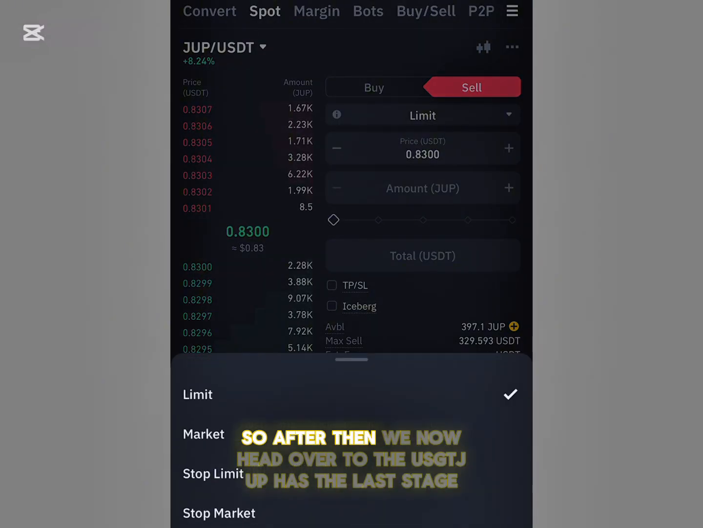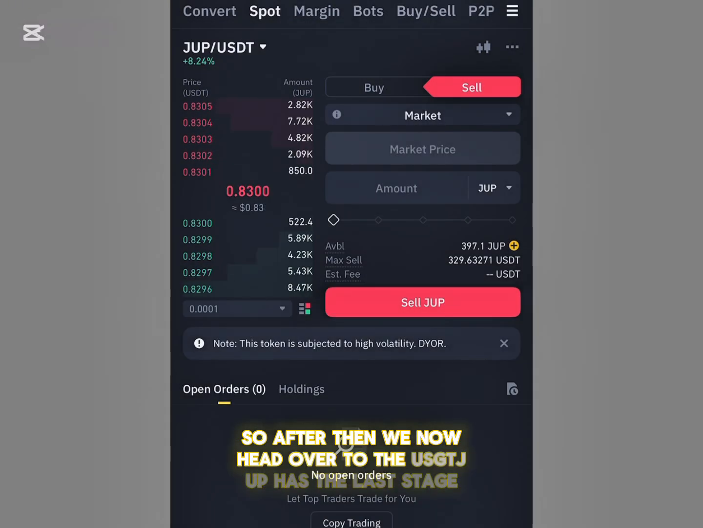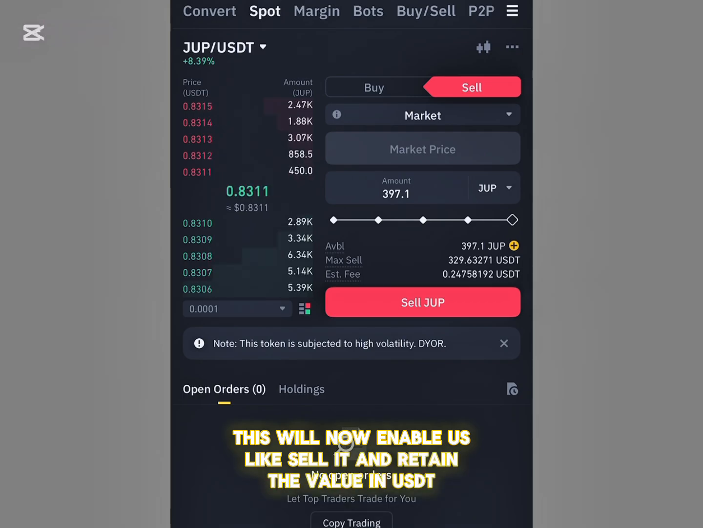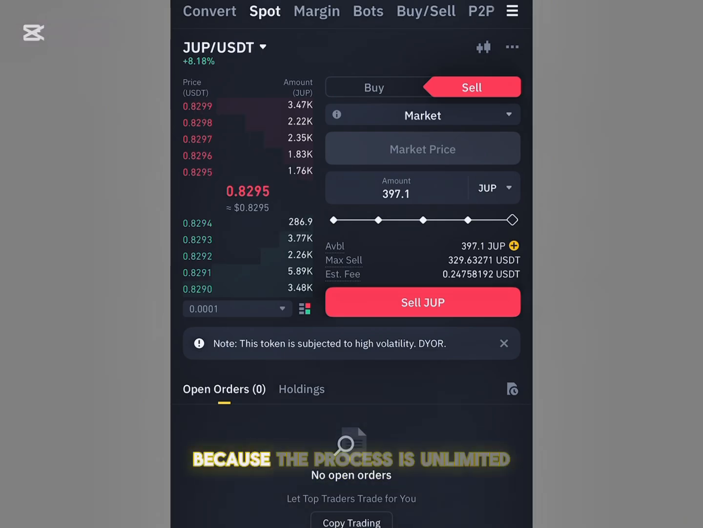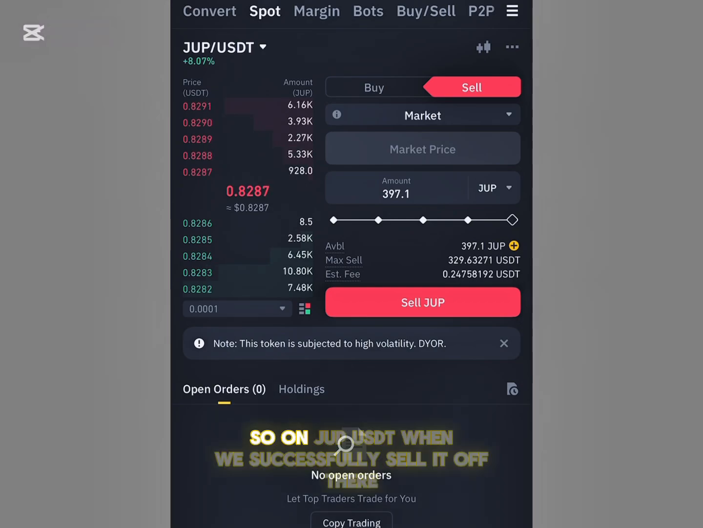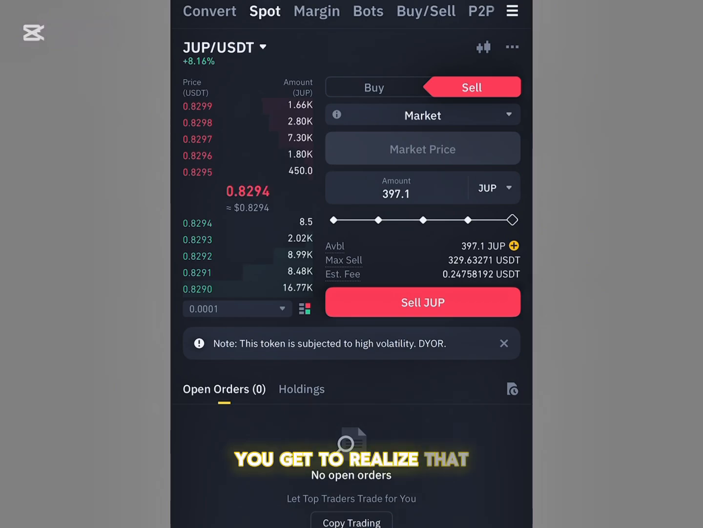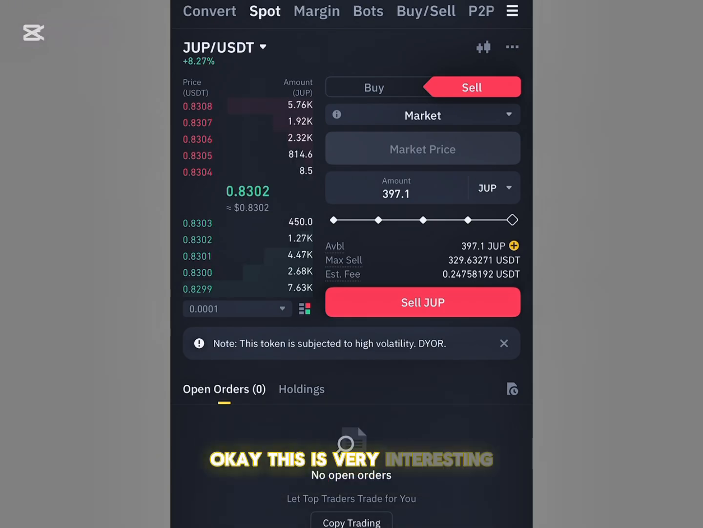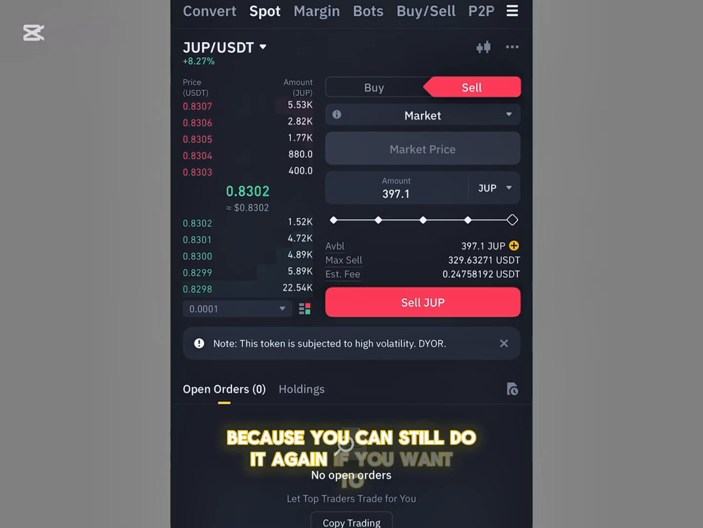So after then we now head over to the USDT JUP as the last stage. This will now enable us to sell it and retain the value in USDT. And this can be done again, by the way, because the process is unlimited. So on JUP USDT, when we successfully sell it off there, you get to realize that we'll be making way more than the amount of money we start off with. Okay, this is very interesting because you can still do it again if you want to.